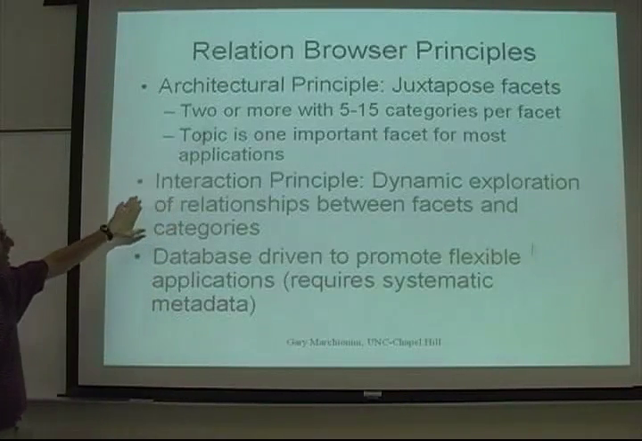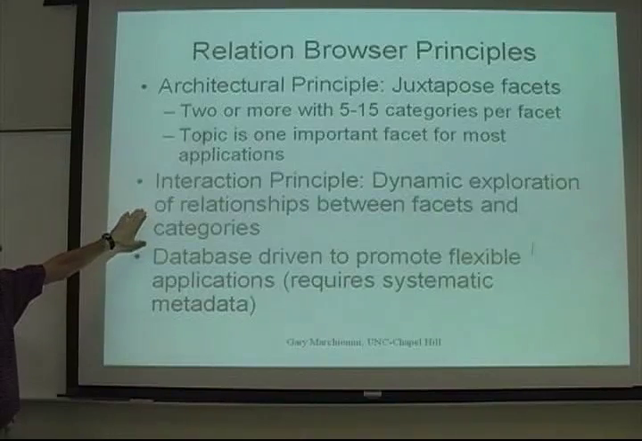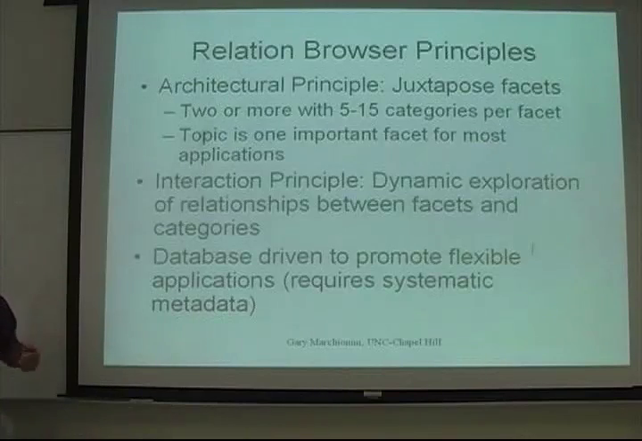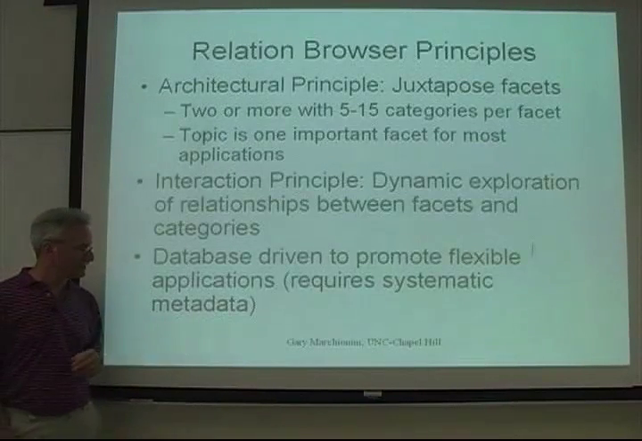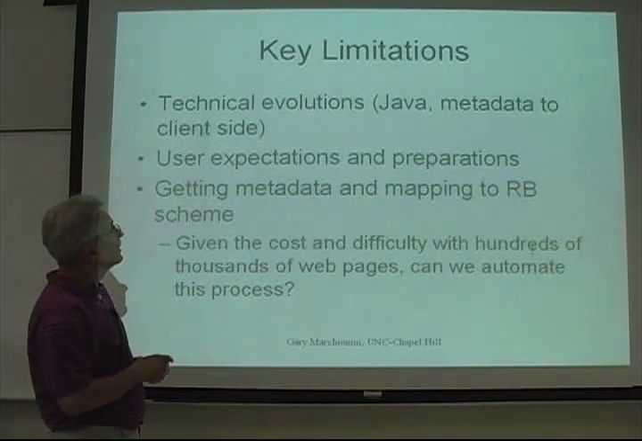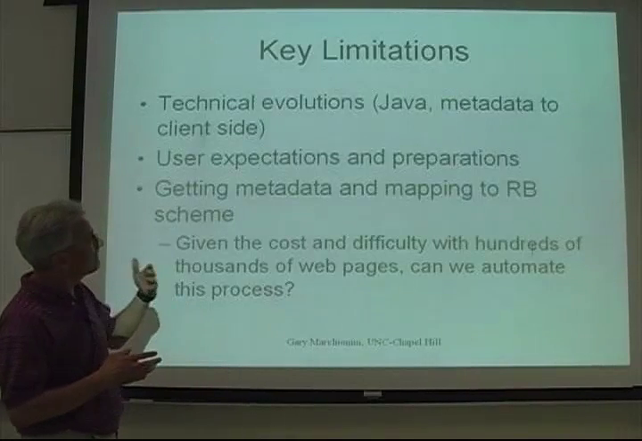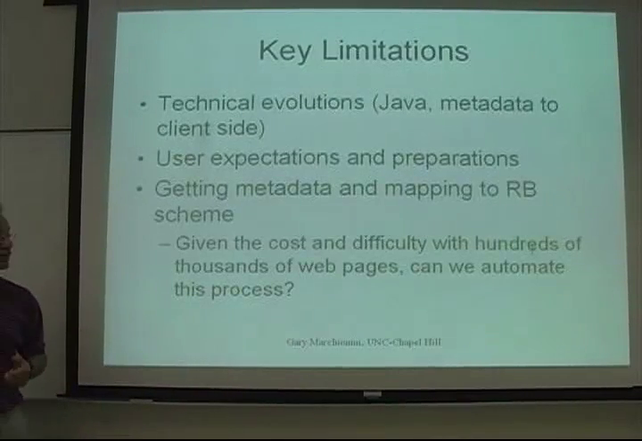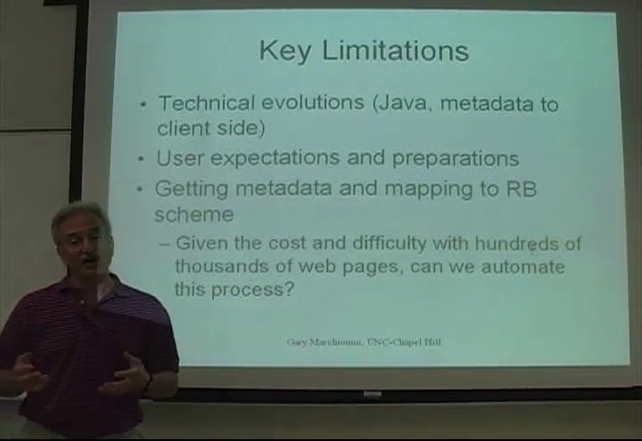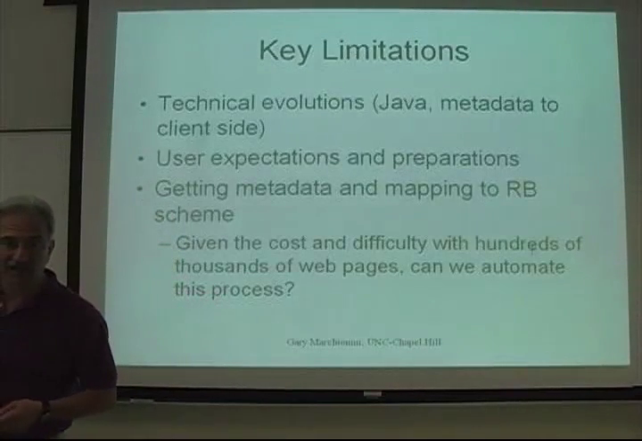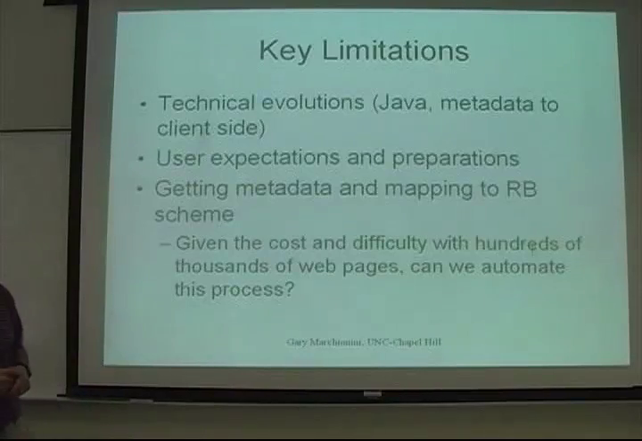The interaction principle here is dynamic exploration of relationships. It's database driven, which promotes scalability and flexibility on the back end, but it does require this systematic metadata. There are some obvious limitations. Getting the metadata to the client side requires a pretty good network connection. But once it's there, then it gets fast, and you can have this sort of under 250 millisecond response that you really need to make this smooth.